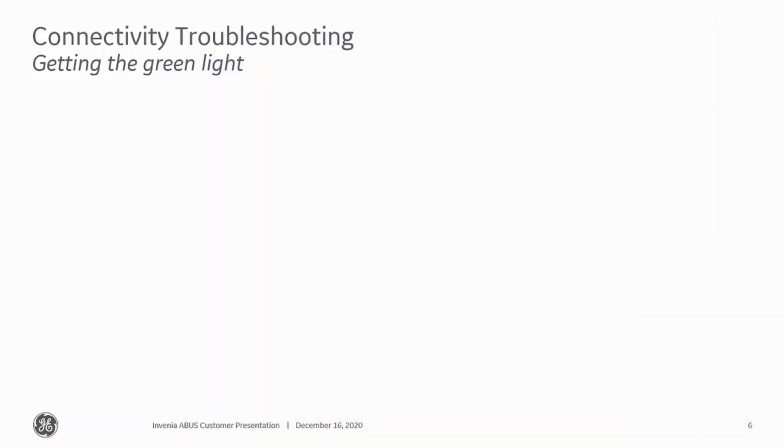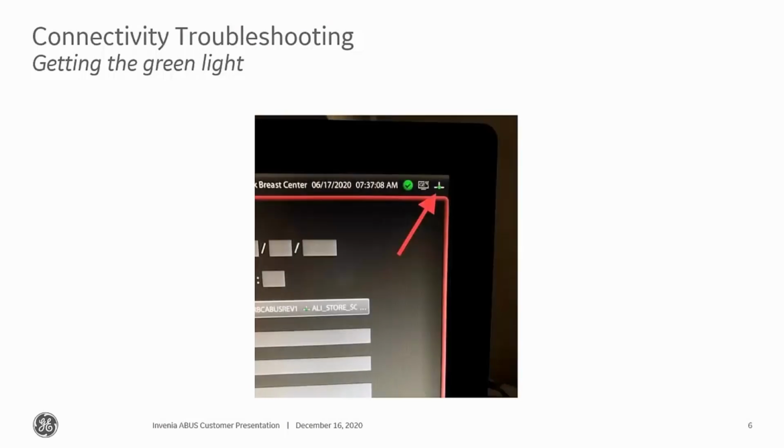All right, so as far as connectivity and troubleshooting, again, you want to make sure you get the green light for the connectivity. The network connectivity indicator is that green dot in the upper right corner. You can see the image here on the screen. And that just says, again, that everything's good to go.